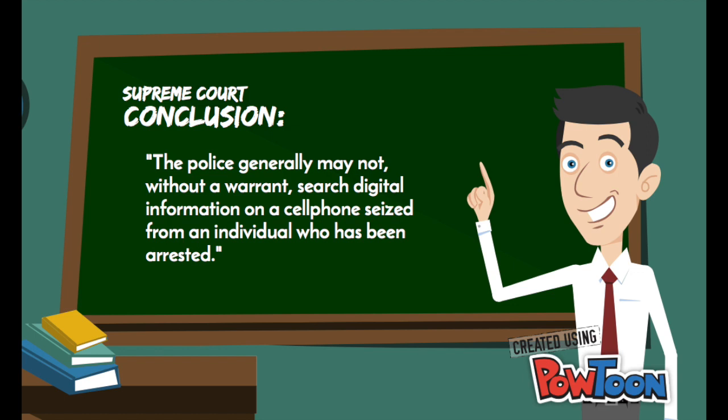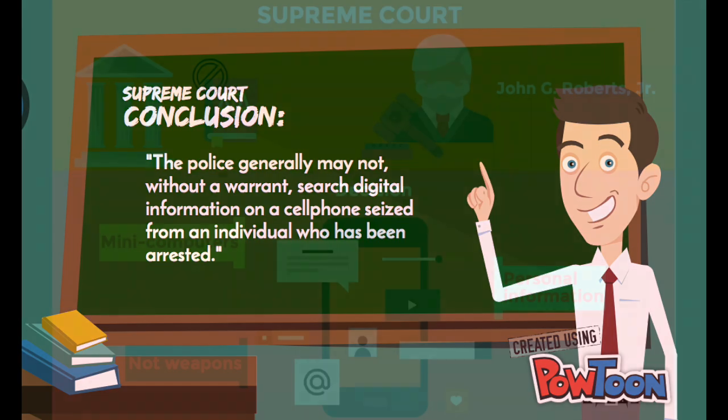Police officers can search the pockets, bags, purses, and immediate surroundings of detained people without the need of any warrant, just with the purpose of protecting officer safety and preserving evidence, neither of which is at issue in a search of digital data. This case involves a significant Fourth Amendment privacy issue that impacts millions of Americans each year. The holding is that the police generally may not, without a warrant, search digital information on a cell phone seized from an individual who has been arrested.